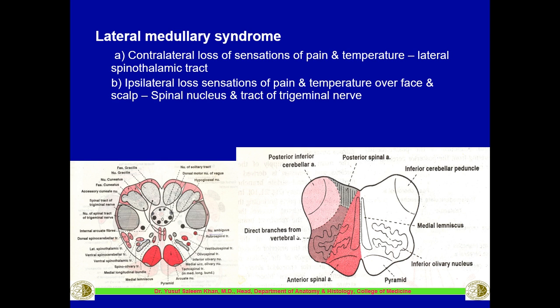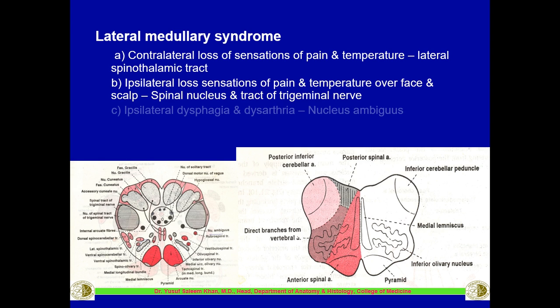Then ipsilateral loss of sensation of pain and temperature over the face and scalp because of the spinal nucleus as well as the tract of the trigeminal nerve. So this is the spinal tract of the trigeminal nerve, this is the nucleus and this is the tract. These are damaged if there is thrombosis of the posterior inferior cerebellar artery. So that leads to ipsilateral loss of sensation of pain and temperature of the face, because the trigeminal nerve supplies the face.